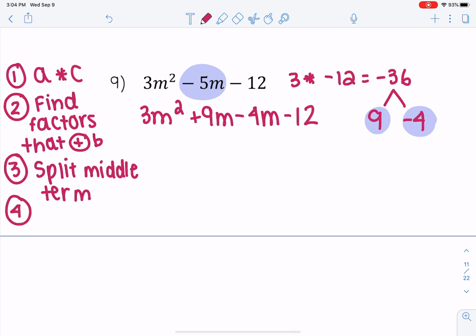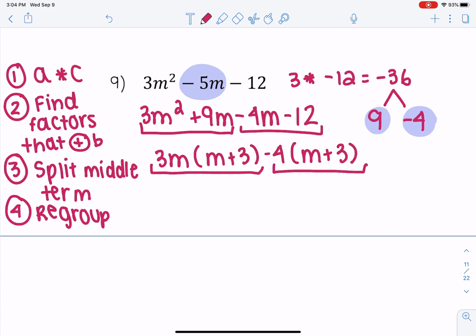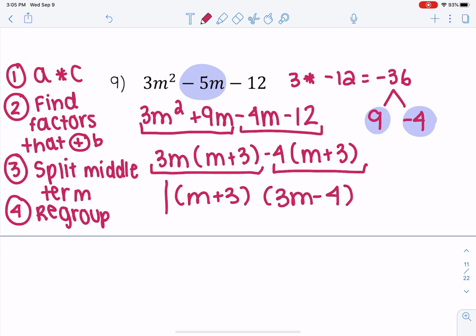Now, the last thing I'm going to do is regroup. So, I'm going to try to take out the GCF of these and take out the GCF of these. The GCF of 3m squared and 9m is 3m. So I'm going to take out a 3m and write the rest as m plus 3. Then I'm going to take out a negative 4 from the other two, and I end up with m plus 3. Now I'm going to take out the GCF one more time. What do these have in common? They have in common an m plus 3. So I'm left with 3m minus 4. And here's my final answer.